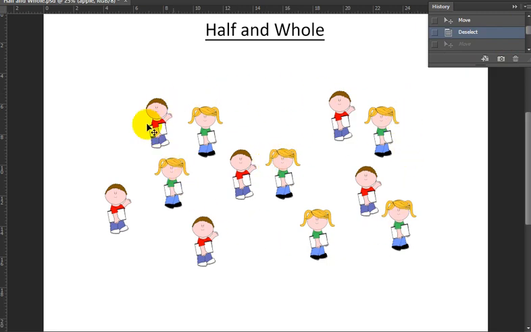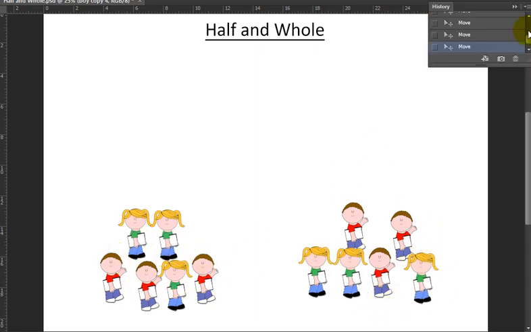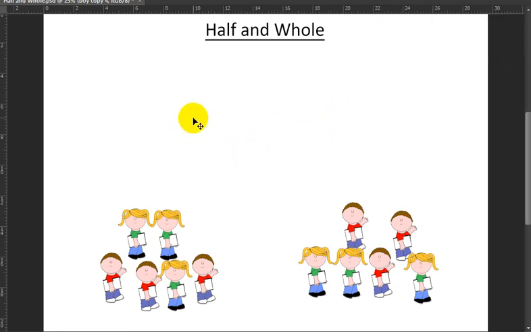So before we changed anything, this was the whole class. Okay, this is the whole. And now after I separated them, you can see the two halves. This is one half, and this is the other half. Well, let's look at it like this. How many kids were in the entire class? There were 12. So the whole class is 12 kids.